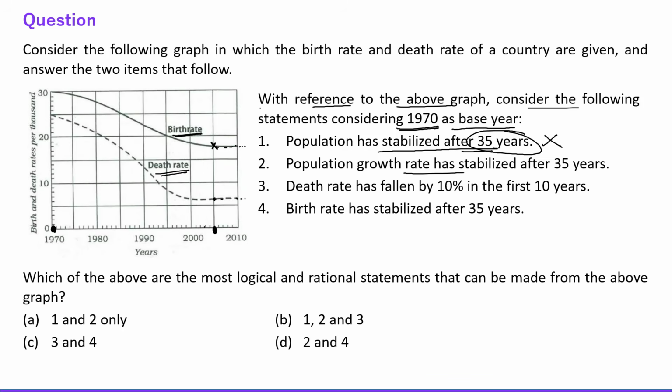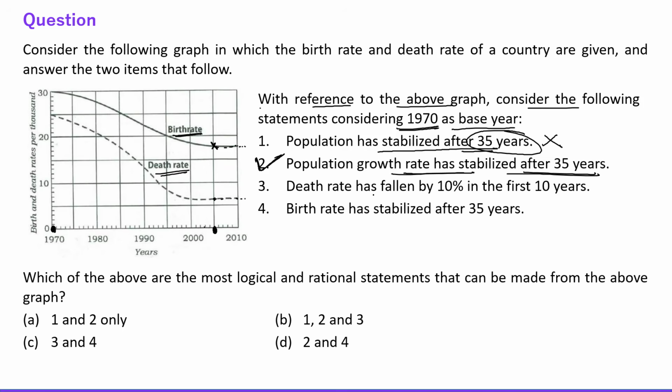Population growth rate has stabilized after 35 years. Second option: yes, we can say this. The population growth rate has stabilized. The reason is birth rate is almost constant and death rate is almost constant, so the population growth rate will be stabilized.